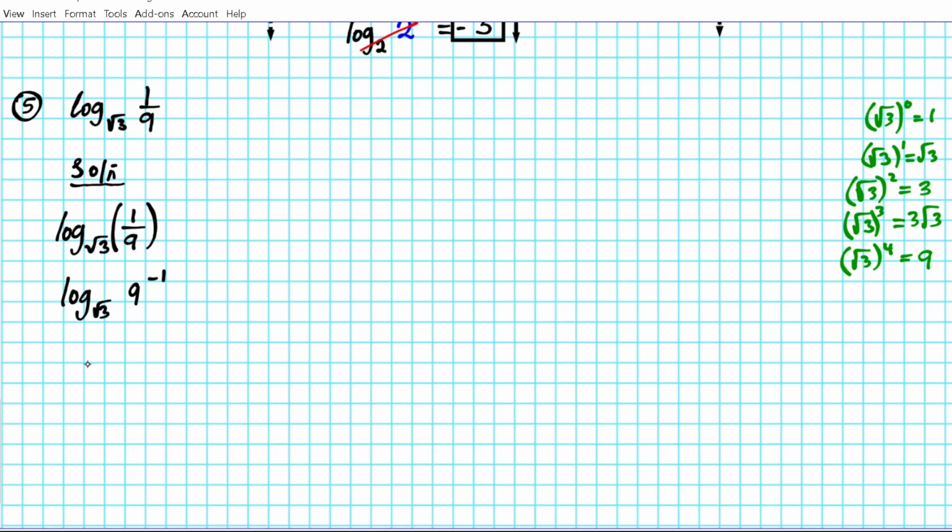Okay, so we're going to insert that. We have log base root 3, and then instead of 9, replace it with the exponential equivalent, base root 3, which is root 3 raised to the fourth power. Now that the base of our logarithm and our logarithmic argument in exponential form match, we can apply the inverse property of logarithms, cancel that out, and our answer is 4.